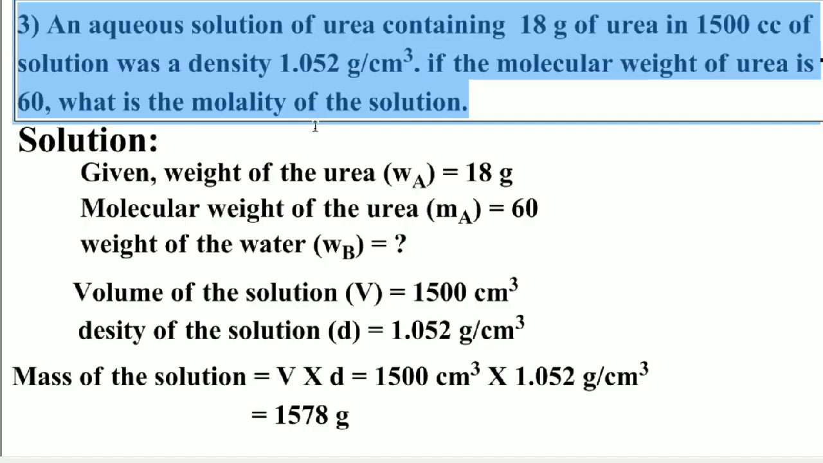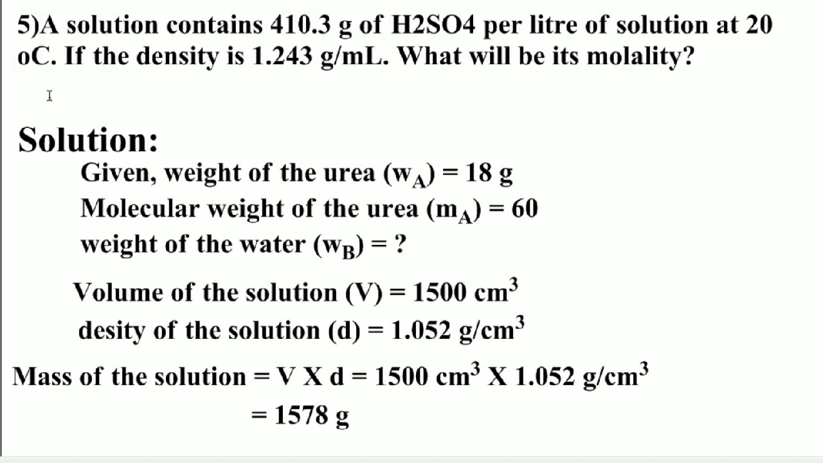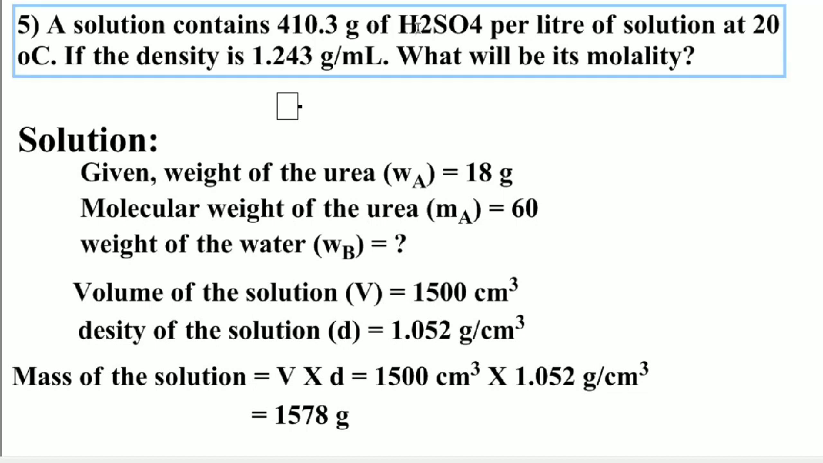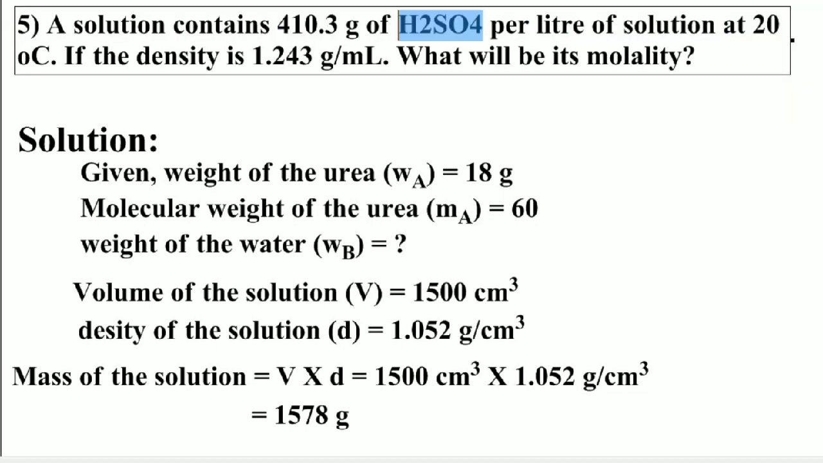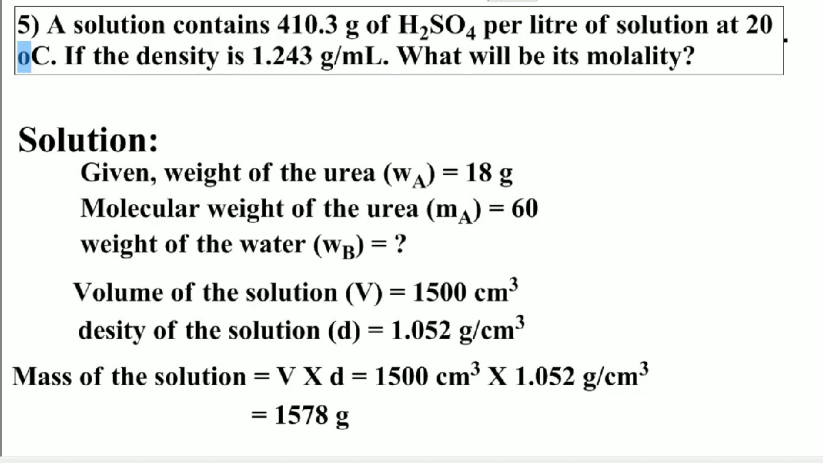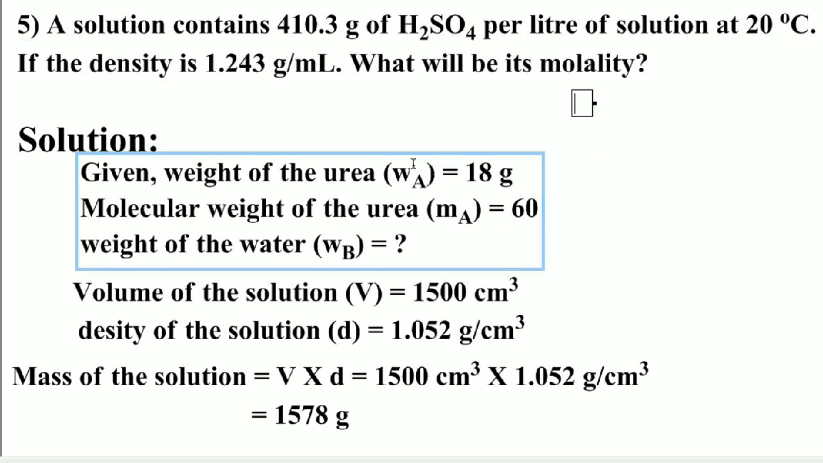So, given problem, I think this is problem number 5. A solution contains 410.3 grams of H2SO4. So in this problem, H2SO4 is our solute. Per liter of solution, and its density is 1.243. So the volume of the solution is given as 1 liter.